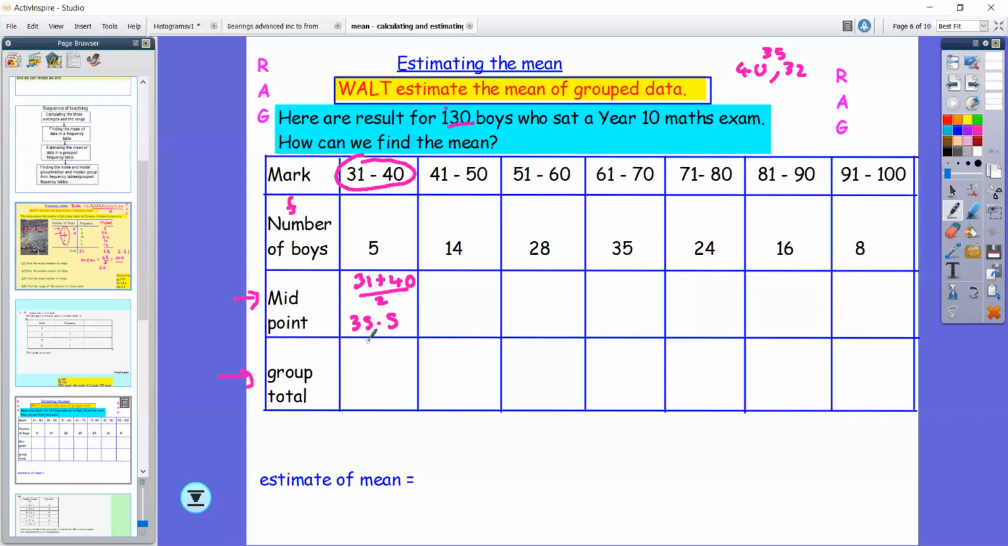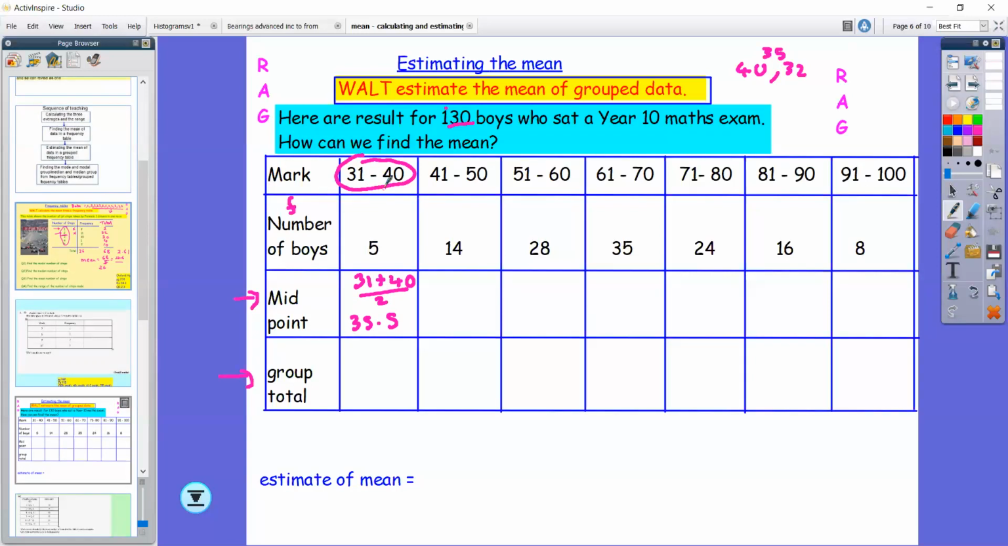Okay, so we're not just flying through this method without explaining why it's happening at each step. We need one value to represent this group because we don't know what all those five boys got. They could have got anything. They could have got 31. They could have got 32. We need one value to represent that group.